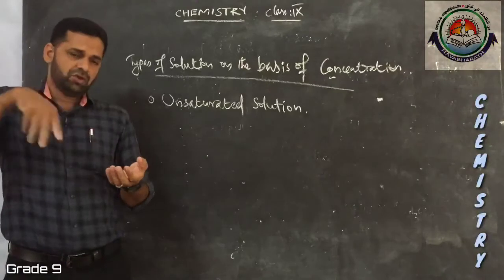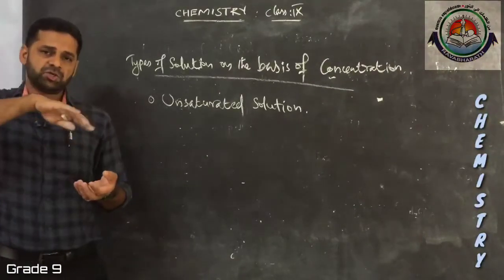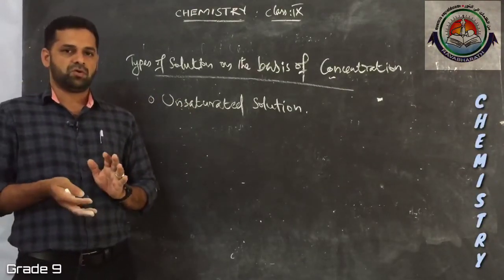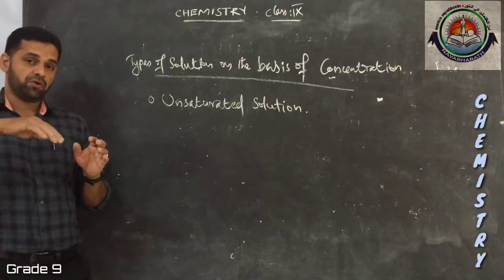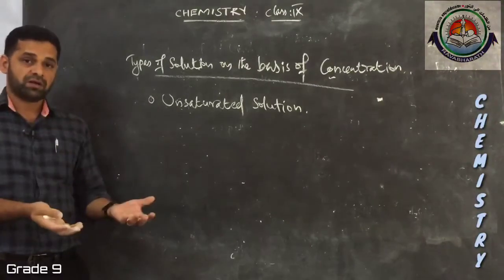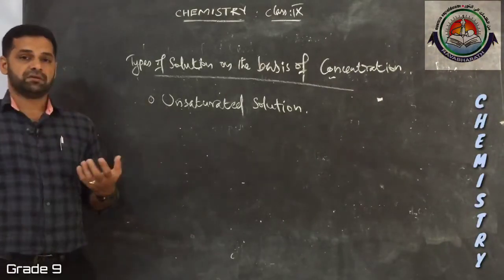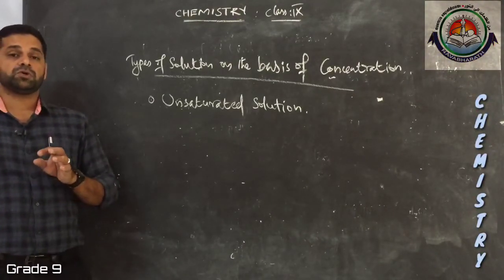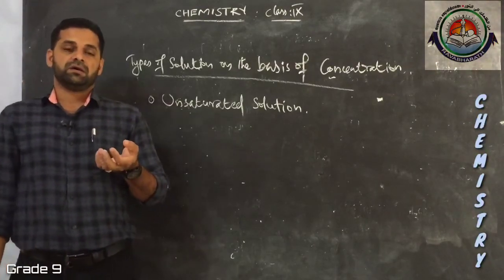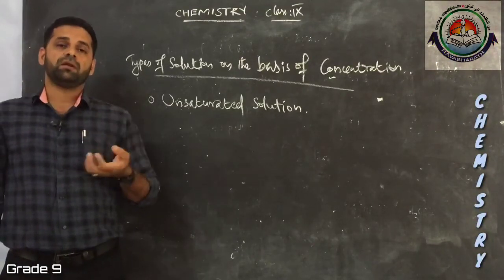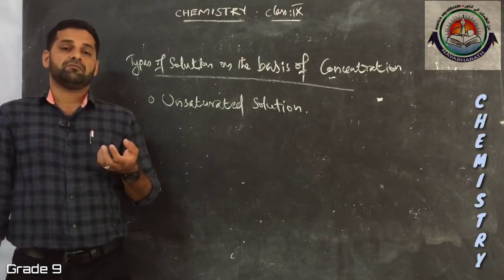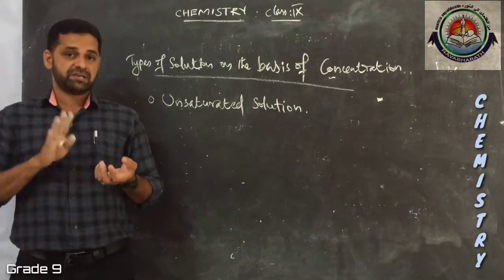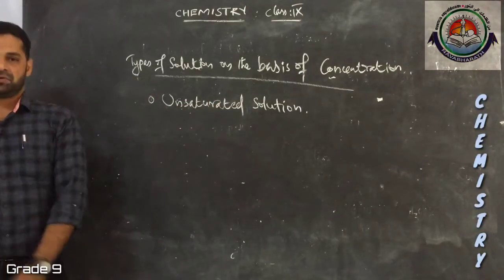So if you keep on adding sugar continuously and it keeps on dissolving, that is called an unsaturated solution. Hope you understood. When more solute particles can be dissolved in a solution at a given temperature, that is called an unsaturated solution.